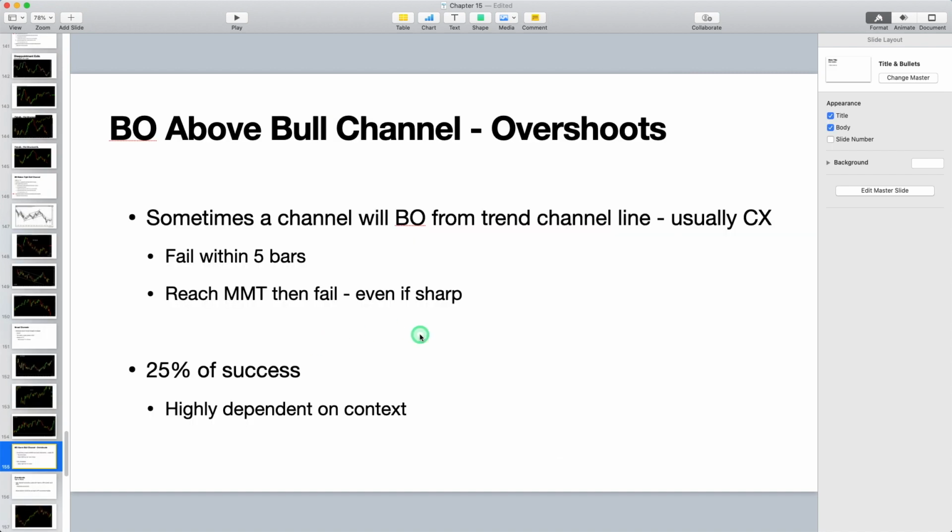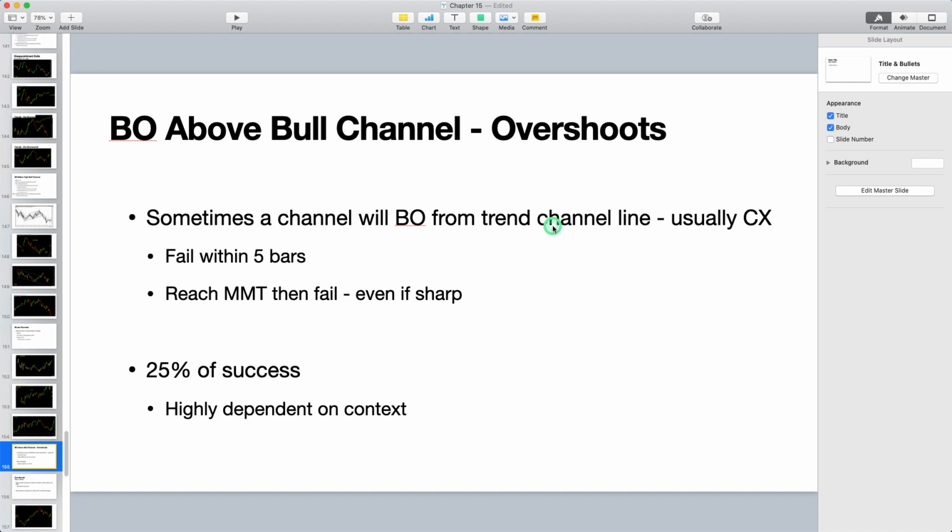Now, we talked about how channels can break from the trend line. So for a bull channel, we talked about what happens when you break below the bull channel through the bull trend line. But sometimes you can break above the bull channel, and that's what Al calls overshoots. So sometimes a channel will break out from the trend line, and that will usually be a climax.